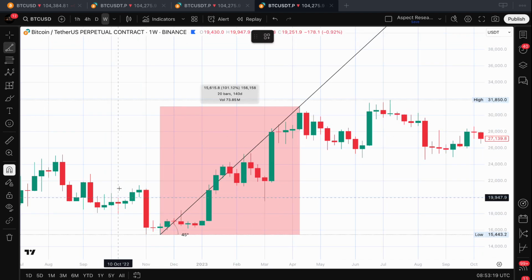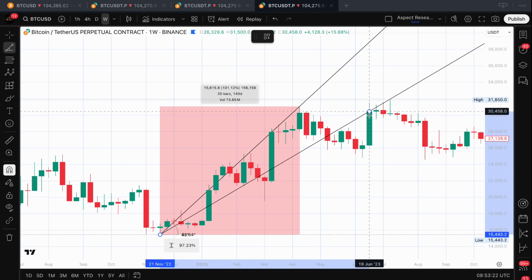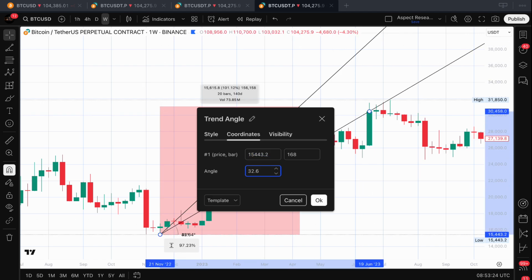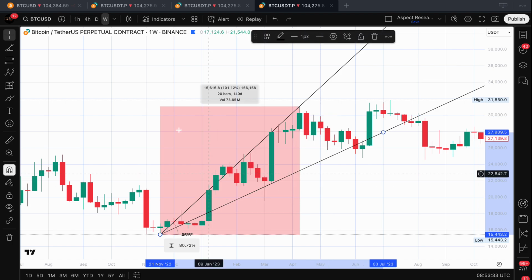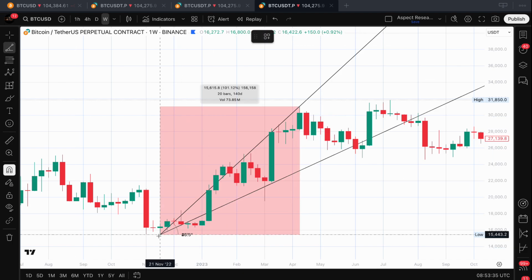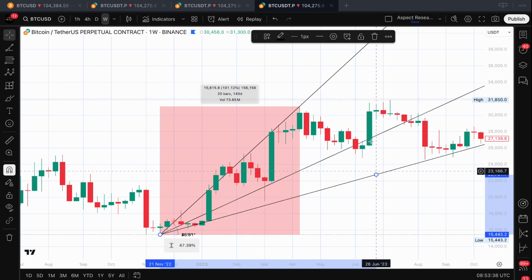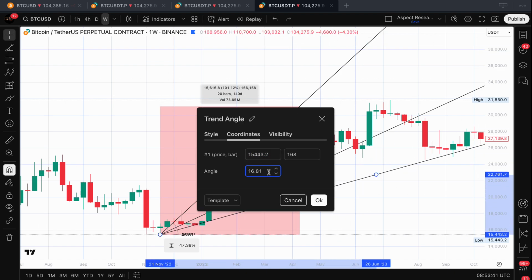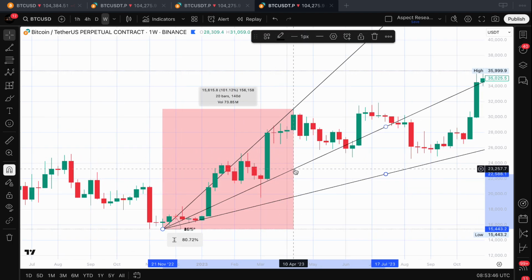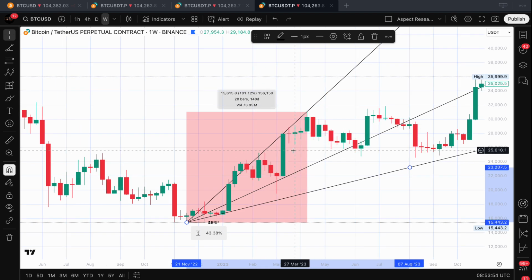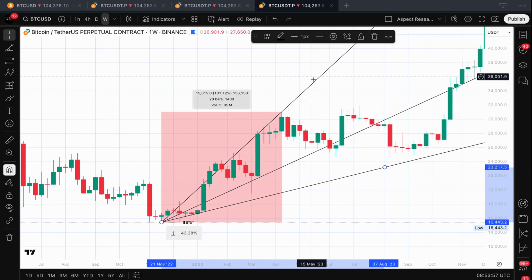Now let's take another trend angle for possible support, 26.5. Let's get real fancy and take one more trend line, 15 degrees. Okay. Now we are in April of 2023, and we want to know when is the next top going to be.